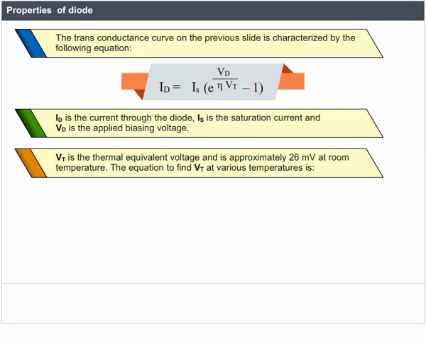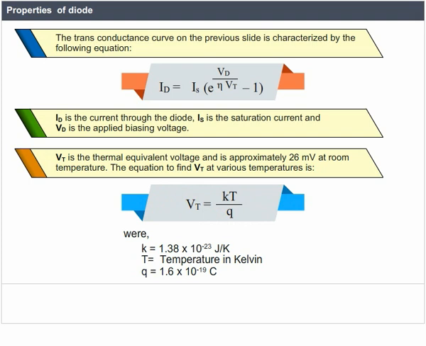The equation to find Vt at various temperatures is Vt = kT/q. k = 1.38 × 10^−23 J/K. T is the temperature in Kelvin. q = 1.6 × 10^−19 C.